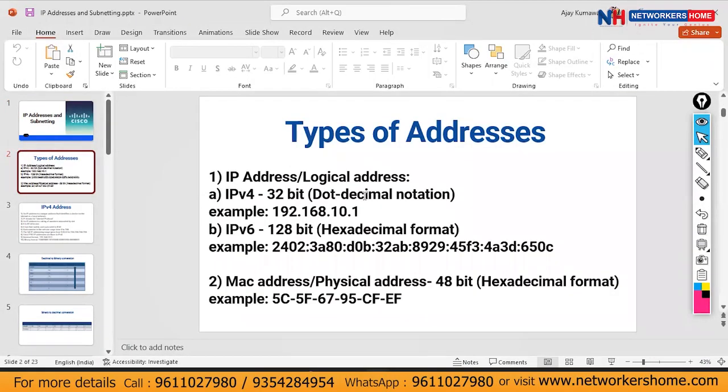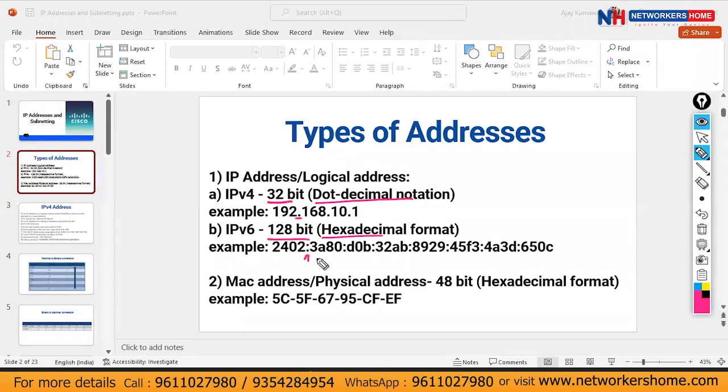So the types of addresses you can see here. IP address is the logical type of address. IPv4 is 32-bit and uses dotted decimal, meaning it uses a dot for separation and the decimal number system. Then IPv6 is 128-bit and uses hexadecimal format.